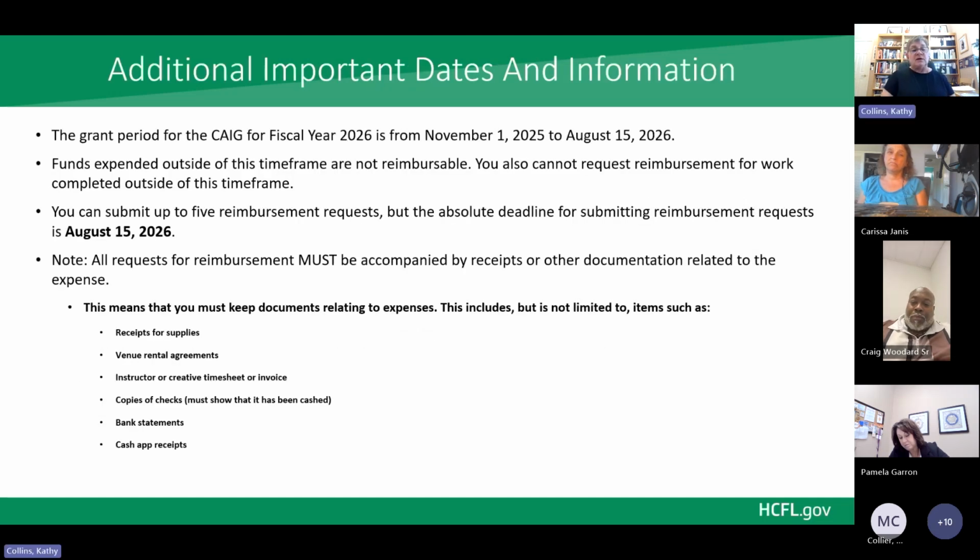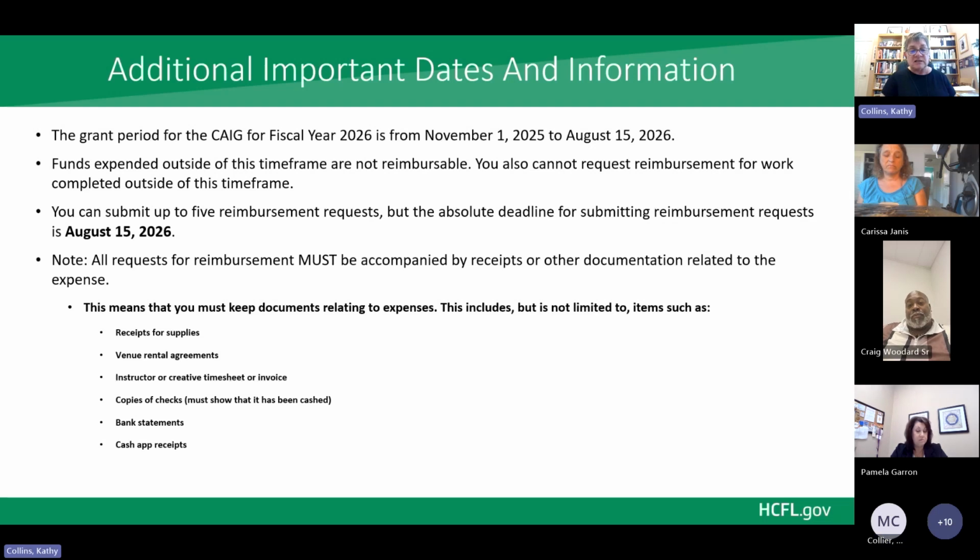Now, for the Community Arts Impact Grant, the application that you are filling out is for fiscal year 2026. So that means that what you're going to get reimbursed for must occur between November 1, 2025 and August 15, 2026. Now, we understand that there are projects that are ongoing, but you have to understand that you are limited to that time frame for this particular grant. If funds have been expended outside of that time frame, they are not reimbursable.